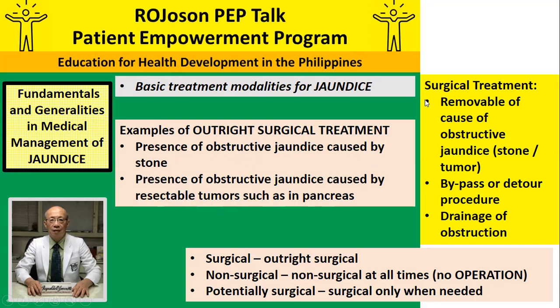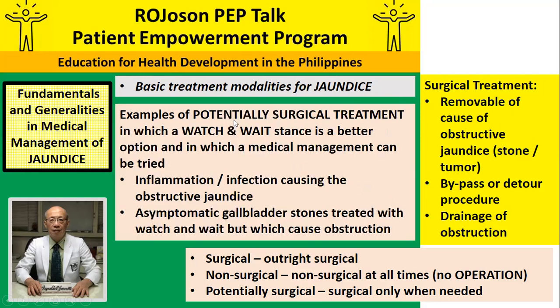The surgical treatment for these types of conditions is that we remove the cause of the jaundice. In this example, the cause: the stones and the tumors. Or if you cannot remove those two, you bypass the obstruction, and you try to drain the obstruction also as another measure.